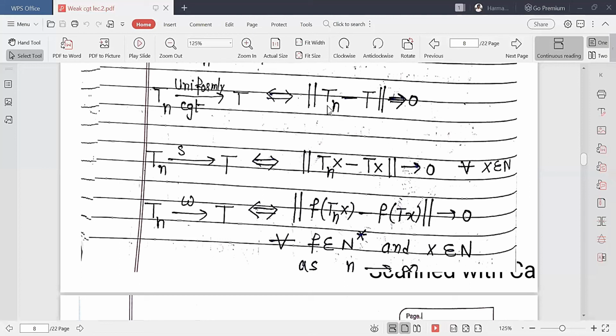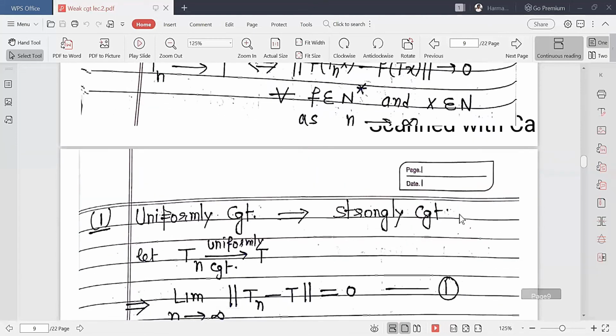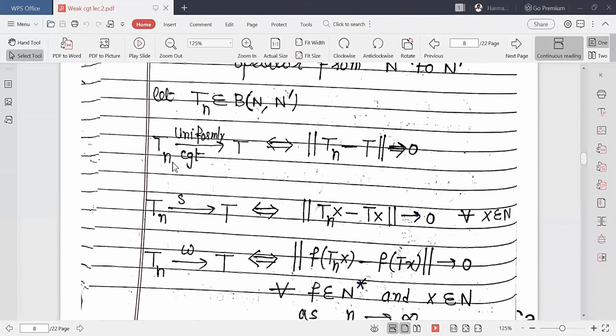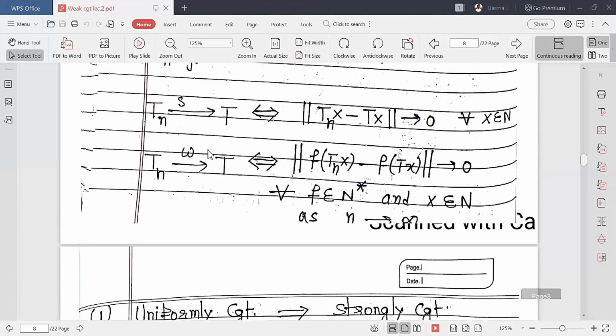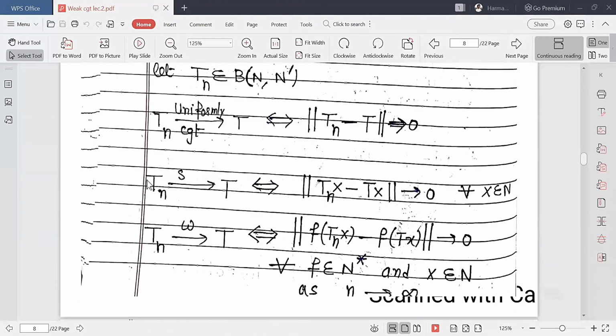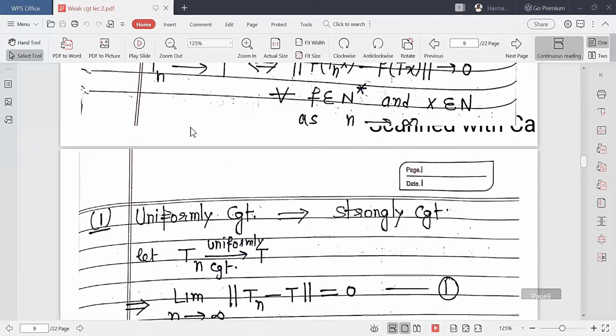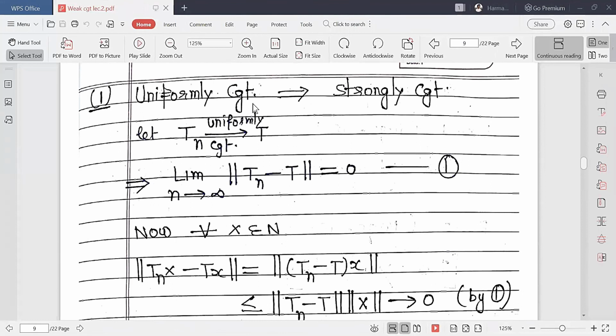So first Tn minus T, here Tnx minus Tx. Now here, f of Tnx minus f of Tx, this norm approaches 0. Now we know that every uniformly convergent sequence is strongly convergent, and strong convergence implies weak convergence, but the converse is not true. So first part: uniform convergence implies strong convergence.